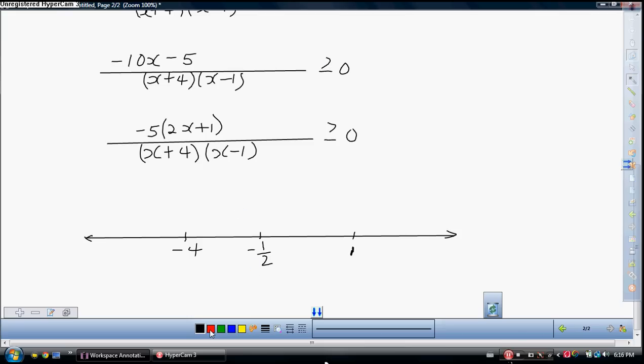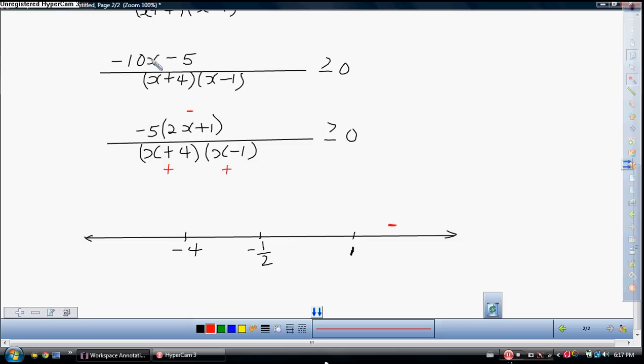So let's use my red ink here, and let's start with the rightmost interval. Let's say 2. If x is 2, this would be 2 times 2 plus 1, which is positive, times negative 5, that would be negative. This would be positive, and this would be positive. A negative divided by a positive gives me a negative.